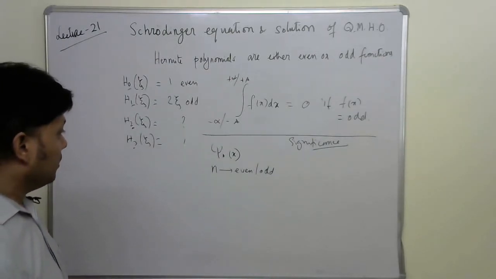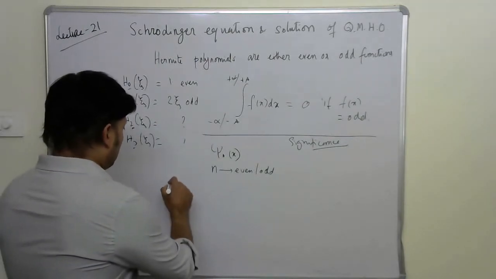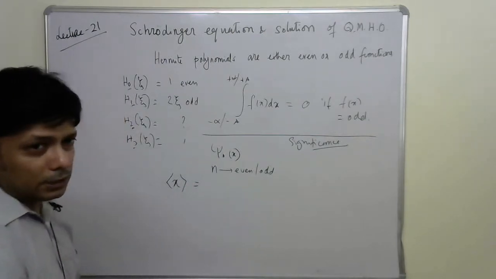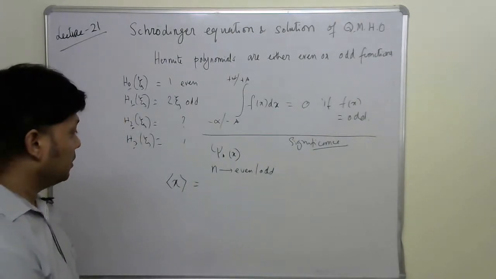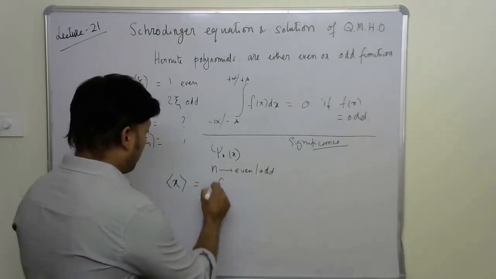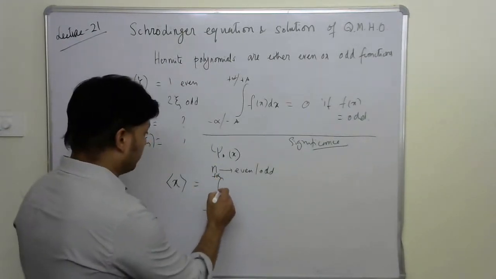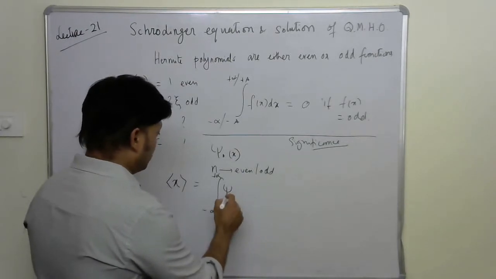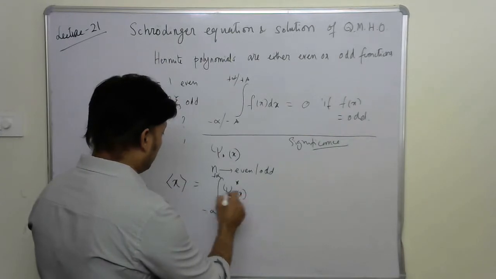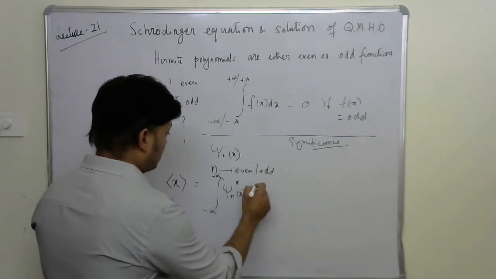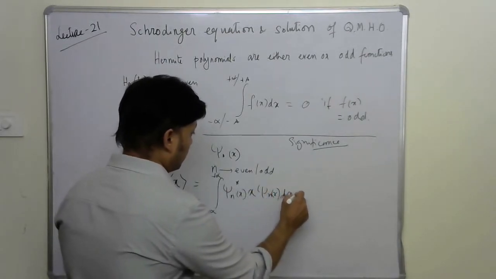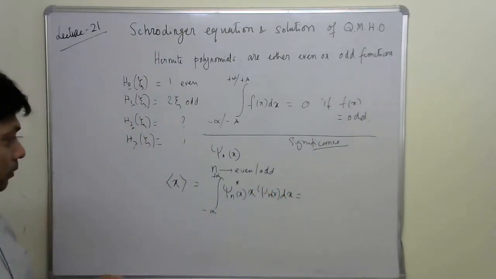So then, what should be the expectation value of the displacement, the average displacement? You can recall, it gives you, according to our context, the integral from minus infinity to plus infinity of psi n(x) star, then x cap, which means x here, then psi n(x) dx. All right, so what should be the value?